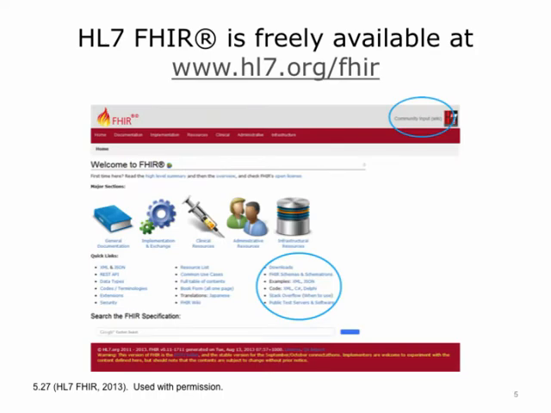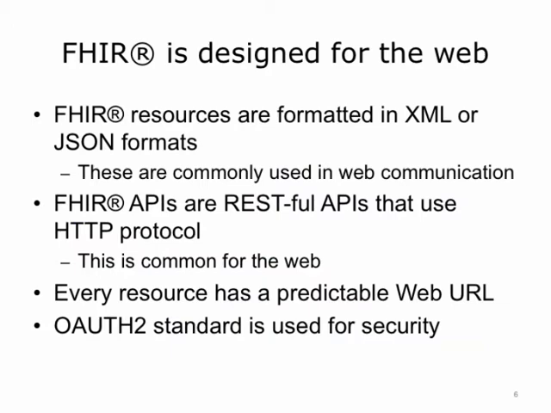HL7 FHIR is freely available on the HL7 website. There is also additional information and free documentation on the FHIR Wiki. FHIR is designed for the web. The resource can be represented using simple XML or the JSON format, which is very commonly used in developing programs. The FHIR commands are based on the RESTful API or Application Programming Interface that uses Internet HTTP.